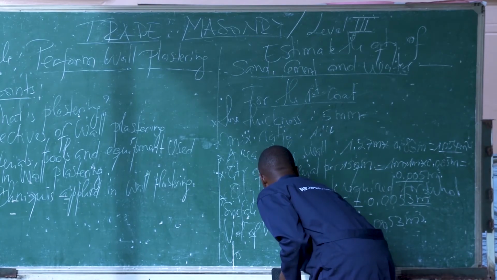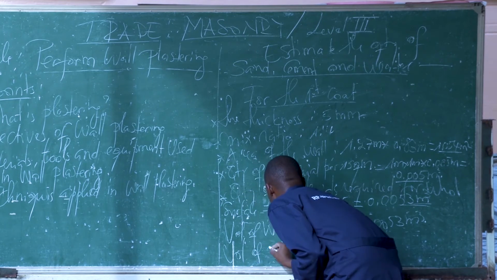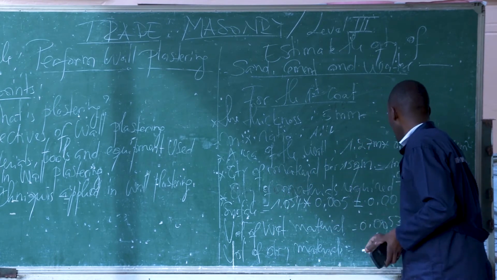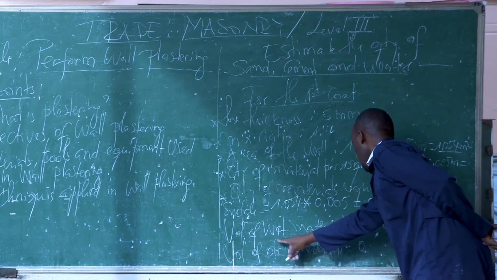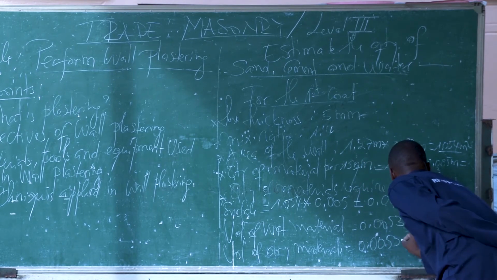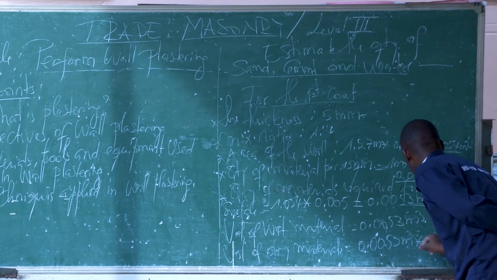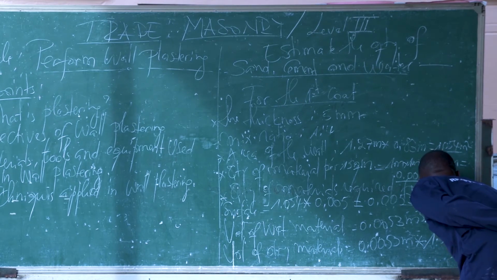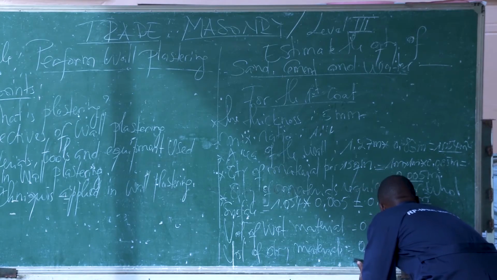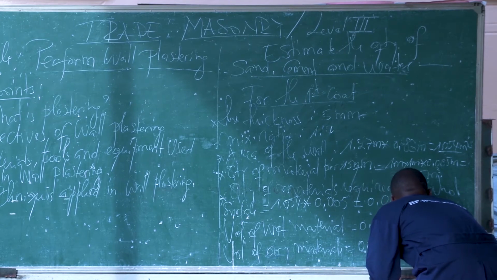Volume of wet material, then volume of dry material. This will be equal to the volume of wet material, which is equal to 0.053 cubic meter, times the coefficient of bulking, which is equal to 1.54. This gives us the volume of dry material, 0.0082 cubic meter.